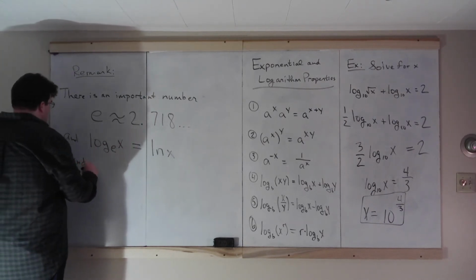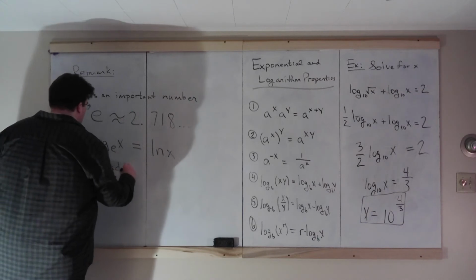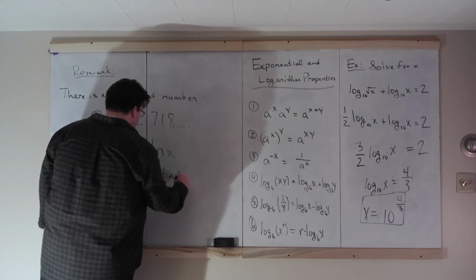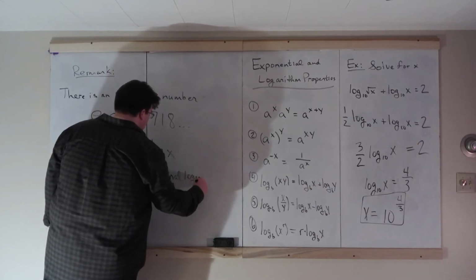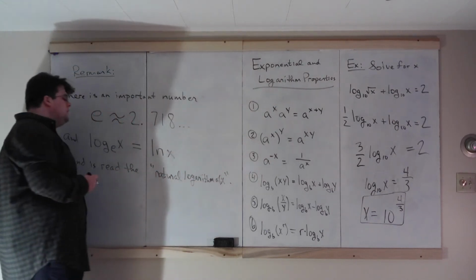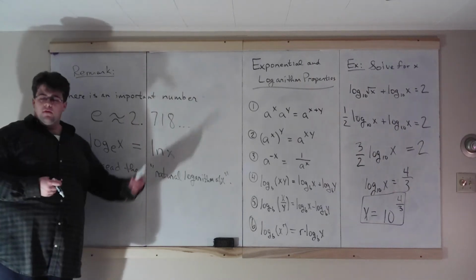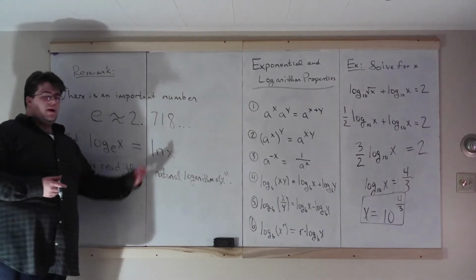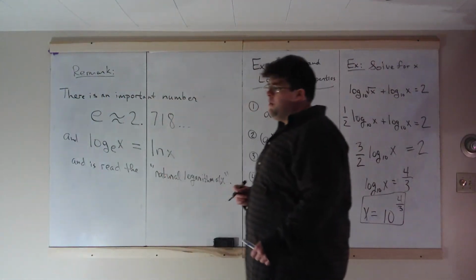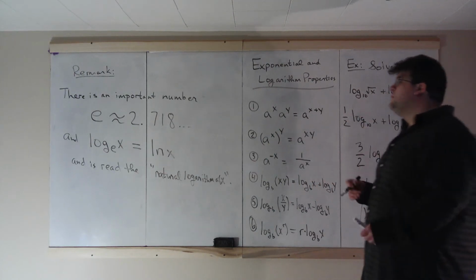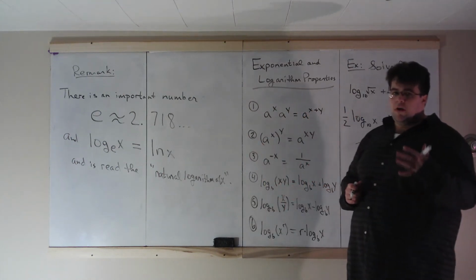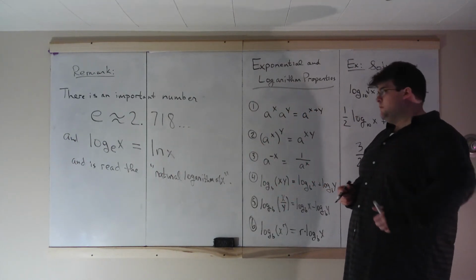And ln of x is read the natural logarithm of x. So when we have this specific base e, we'll write ln of x. I will frequently just say log x for this. I might say natural log sometimes, but I will frequently say log. It will be clear which one I mean based on what is written.